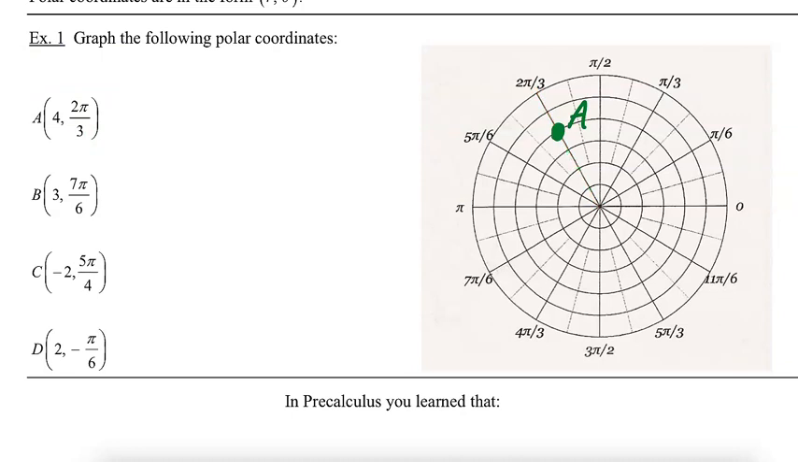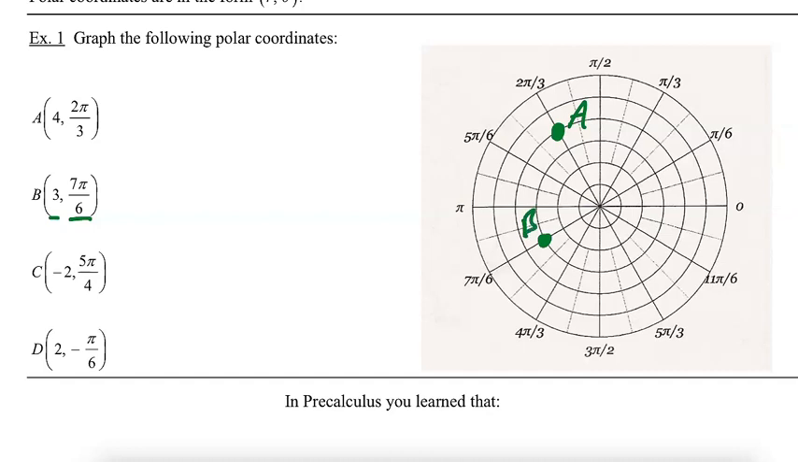Let's see, the point B is at the angle 7 pi over 6. So I'm thinking about this line right here, and a radius of 3. So I'm at 1, 2, 3. So I should have a point right here. That is my point B.